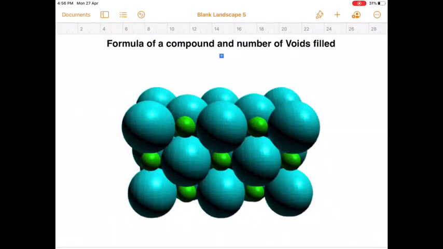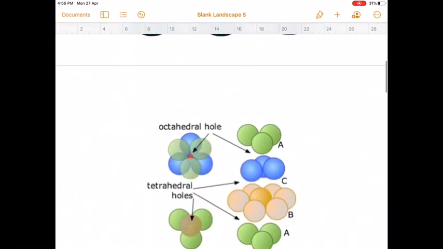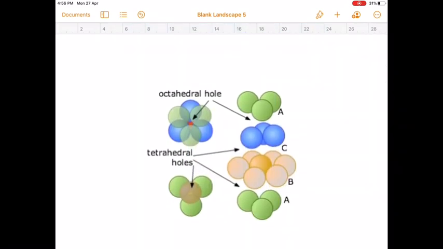In this session, we are going to discuss the formula of a compound and the number of voids filled. Last class, we had discussed the different types of voids, namely the tetrahedral voids and the octahedral voids. In this class, we are going to learn about the relationship between the number of particles forming the closed packing and the number of tetrahedral voids and the octahedral voids. Also, we are going to find out the formula of a compound based on the fraction of octahedral voids and tetrahedral voids occupied by the particles packing.